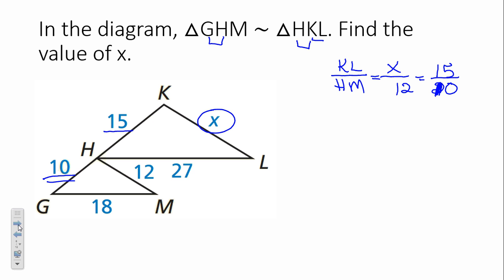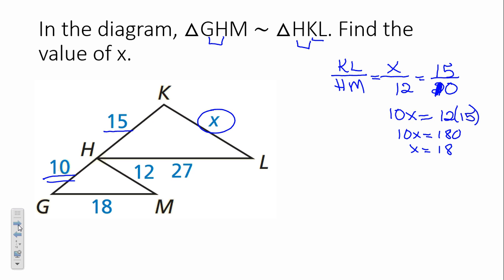Almost. Now what we have to do is cross multiply to solve for x. So when we have x is to 12 as 15 is to 10, that means that we would cross multiply and get 10x equals 12 times 15. So 12 times 15 is what? 180. So if 10x equals 180, x is 18. This is the kind of work I need to see. Proportion set up. Tell me what you're multiplying. Tell me your answer.